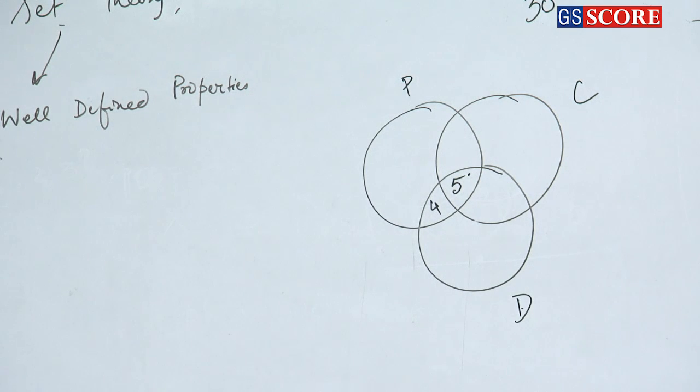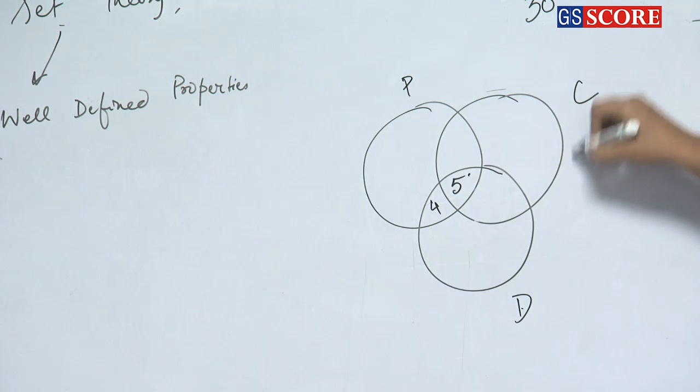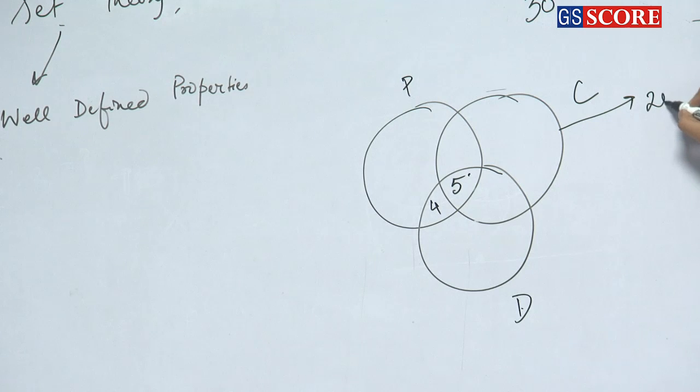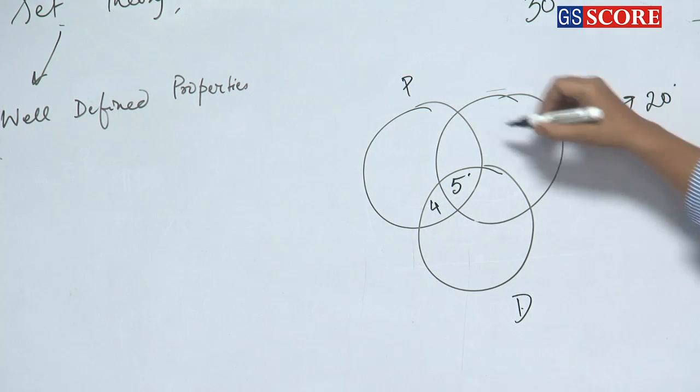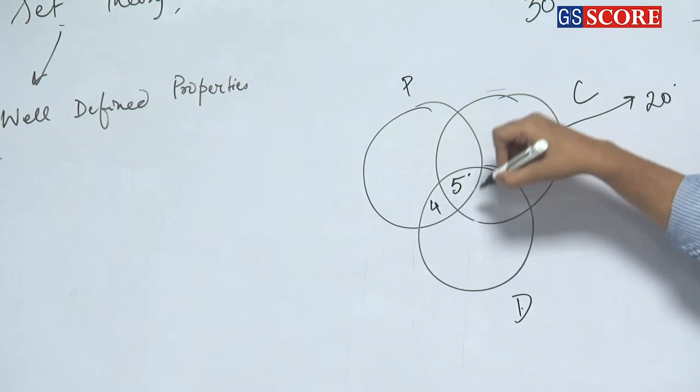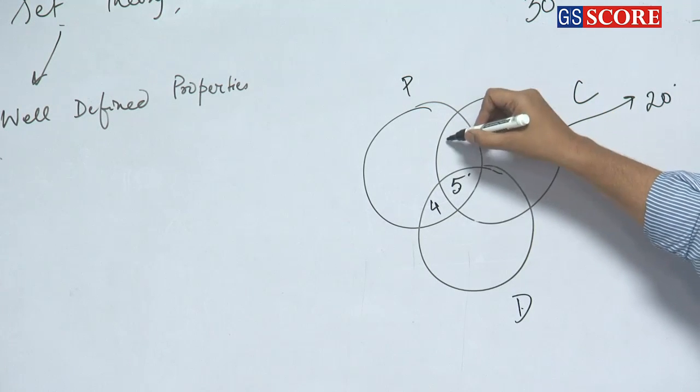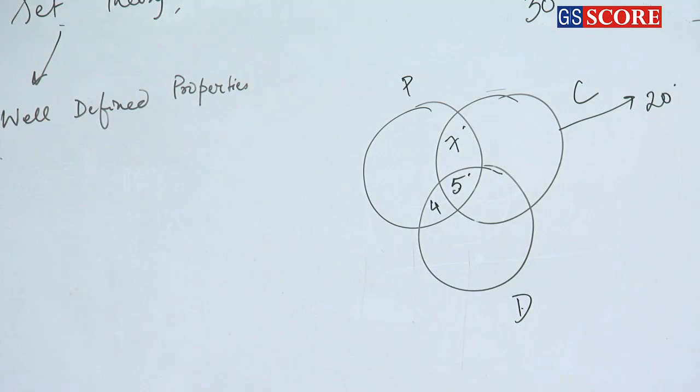Clear or not? Okay. 20 prefer Coke. So the value of this circle is 20. Clear or not? Of which 12 also prefer Pepsi. So Coke and Pepsi is 12, which means this is 5. So this is 7. Easy or not?